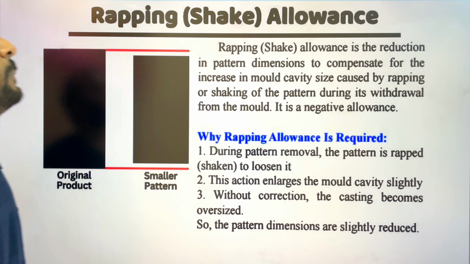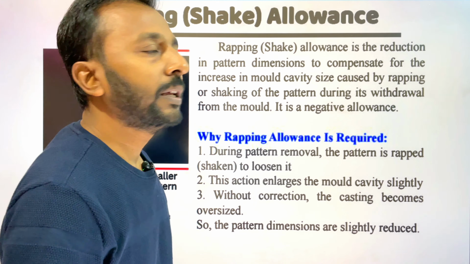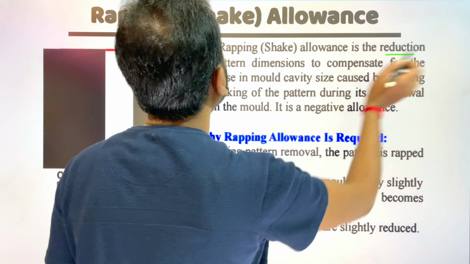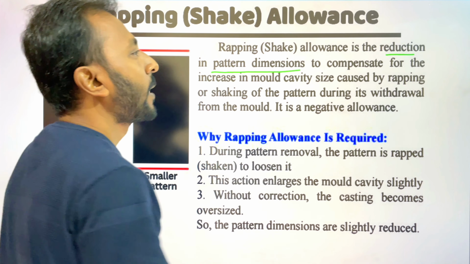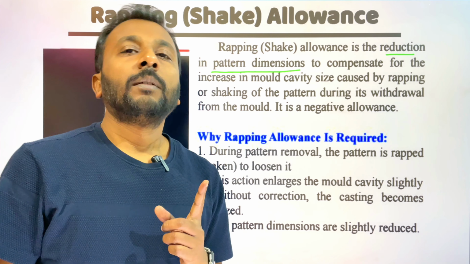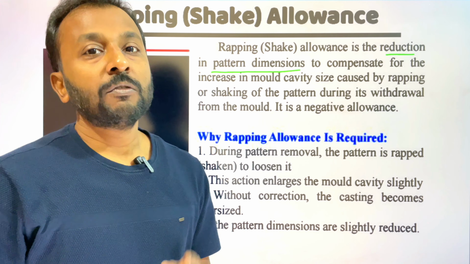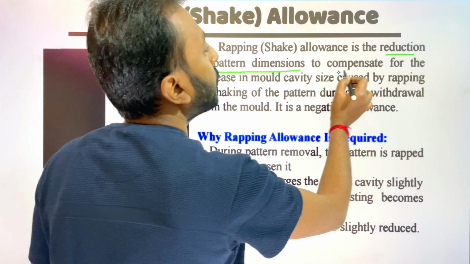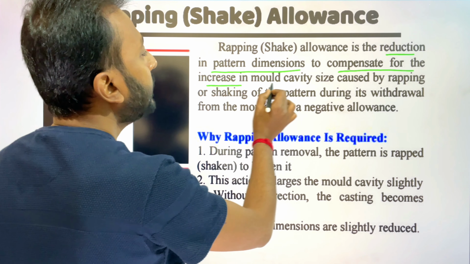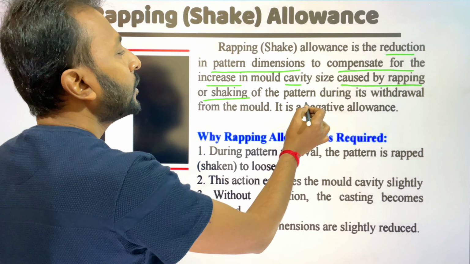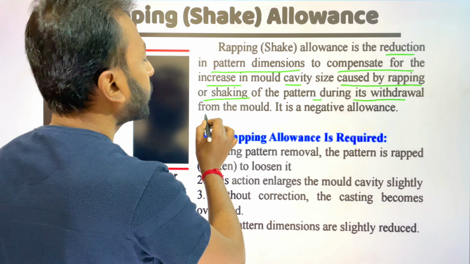Next is the wrapping allowance, or shake allowance, or shaking allowance. So what is wrapping allowance? Wrapping allowance is the reduction in pattern dimensions. The first three pattern allowances were positive allowances, but this is a negative allowance. It reduces the pattern dimensions to compensate for the increase in mold cavity size caused by wrapping or shaking of the pattern during its withdrawal from the mold.